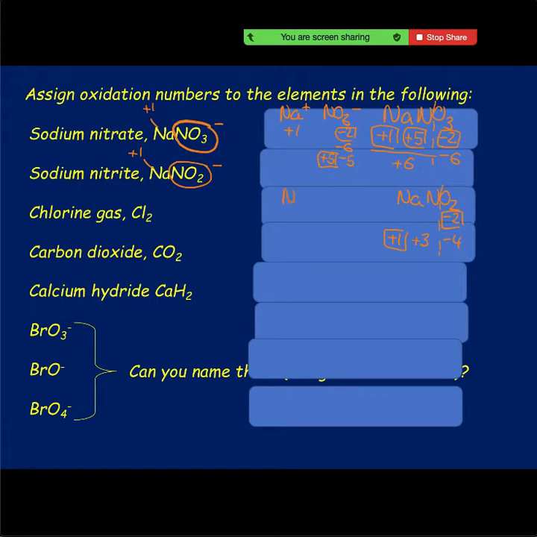Or I can separate it out and decide this is positive 1, and now I'm just looking at this. So I have minus 2, I have 2 of them, minus 4. I need 1 negative left over, minus 3. It must make the nitrogen over here plus 3. So it doesn't matter which way you go at it, you will get the same answer.